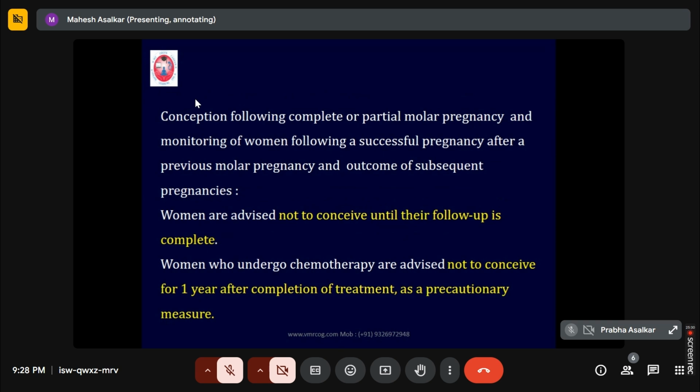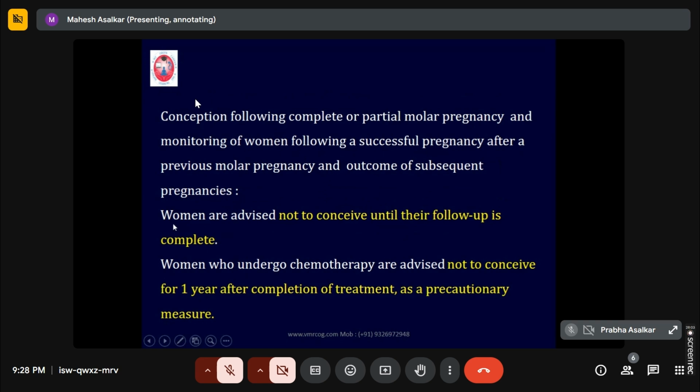Now what about conception following complete or partial molar pregnancy, monitoring of women following a successful pregnancy after previous molar pregnancy, and outcome of subsequent pregnancy? You have a patient who is pregnant and delivered currently, but she had a history of either complete or partial molar pregnancy in the previous pregnancy. What advice is required regarding conception following complete or partial molar pregnancy?